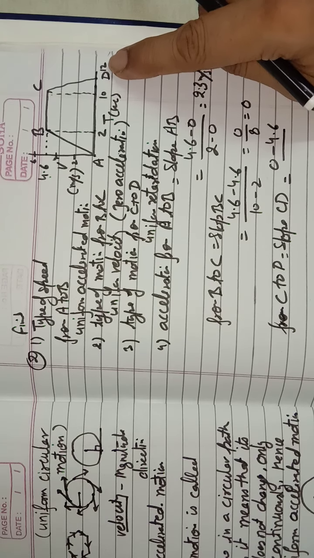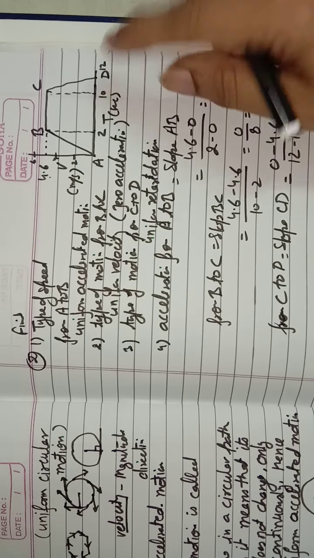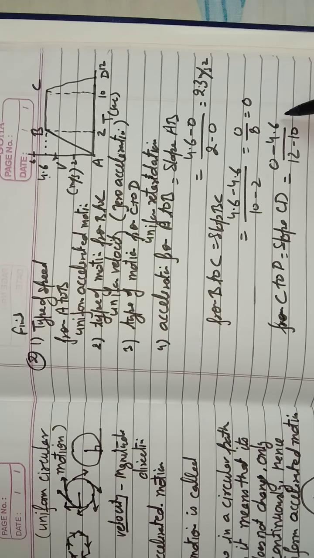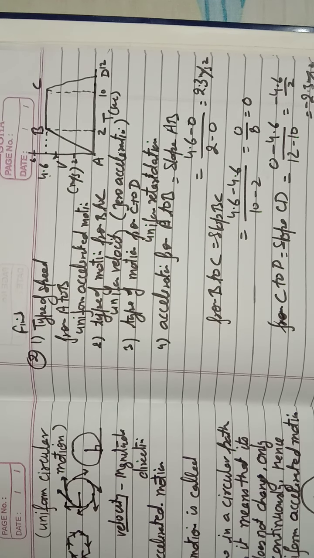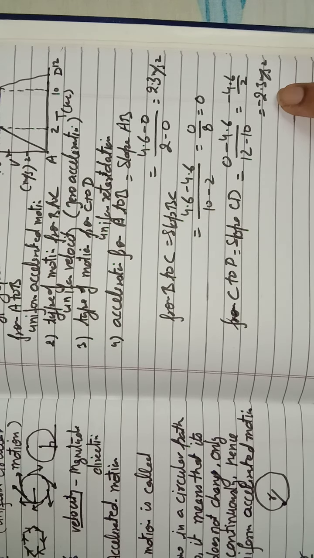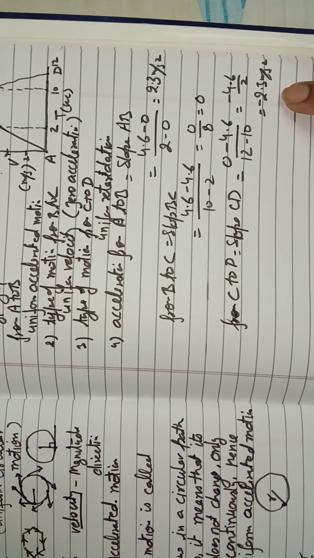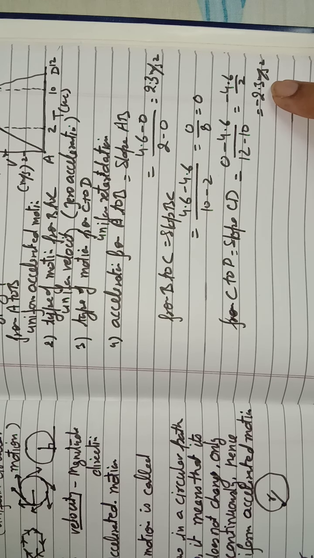Upon base, how much? 12 minus 10. We subtracted this from this, so the base came. So its value is minus 4.6 upon 2, that is minus 2.3 meter per second square. But this comes with a negative sign. It means the acceleration is retardation. The negative sign shows that the acceleration is negative, meaning retardation.